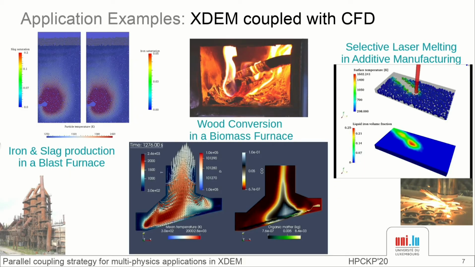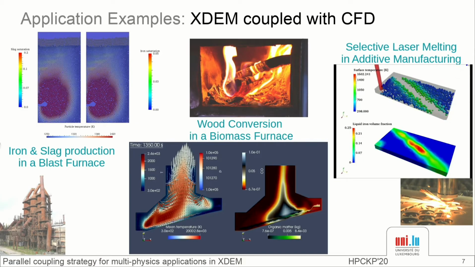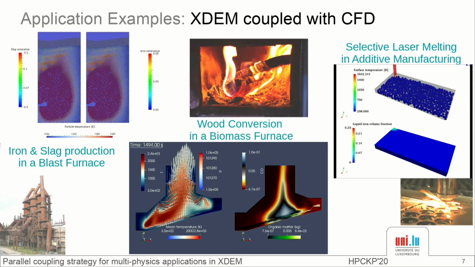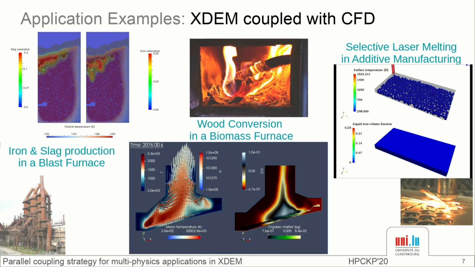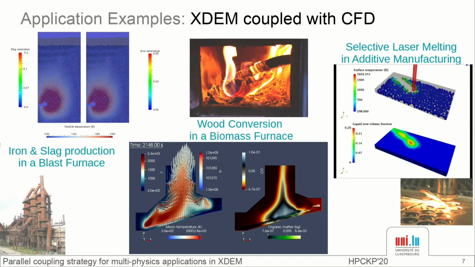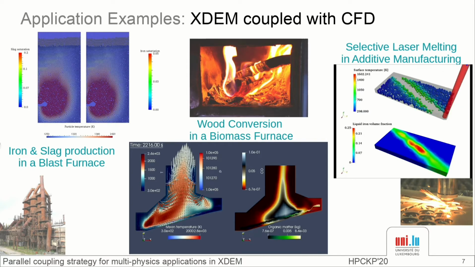As a third example of application, here we have the application of XDEM coupled with CFD. Those are the applications we will be more interested in for the talk of today. And here I show you 3 types of applications. So on the left, the first application is the production of iron and slag within a blast furnace. The blast furnace is this big furnace at the bottom left that is used to produce steel.